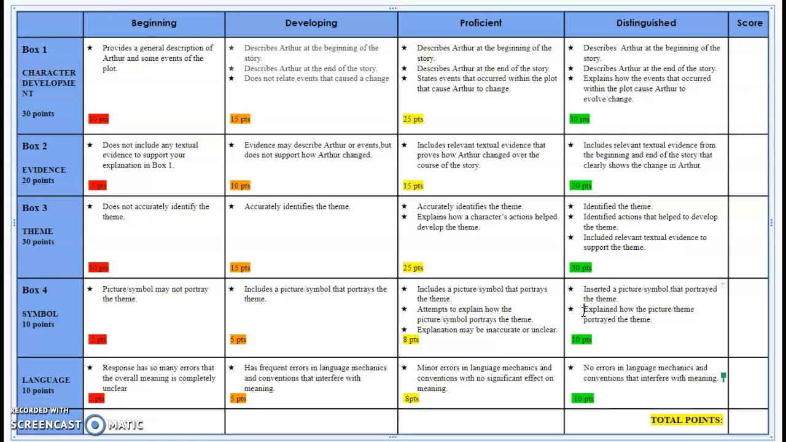Okay? And then language. We are still hoping that you guys can write and type in complete sentences, use proper punctuation, use capitals and periods as needed. So for 2 points, response has so many errors that the overall meaning is completely unclear. Has frequent errors in language mechanics and conventions that interfere with meaning. 8 points, minor errors in language mechanics and conventions with no significant effect on meaning. And then for 10 points, no errors in language mechanics and conventions that interfere with meaning.